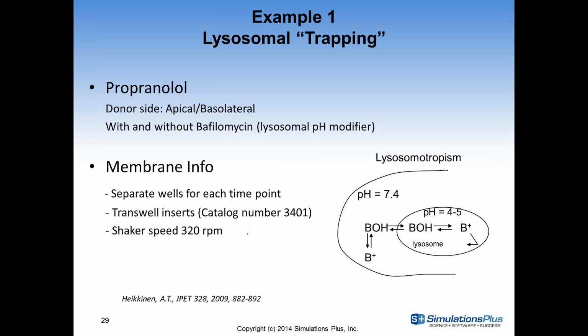They looked at propranolol in the presence and absence of bafilomycin. Bafilomycin is a poison which inhibits the proton pump from being able to pump protons into the inside of these endosomal vesicles to create a lysosome with lower pH inside. And so if you add bafilomycin, you don't have that pH gradient that would allow for lysosomal trapping.